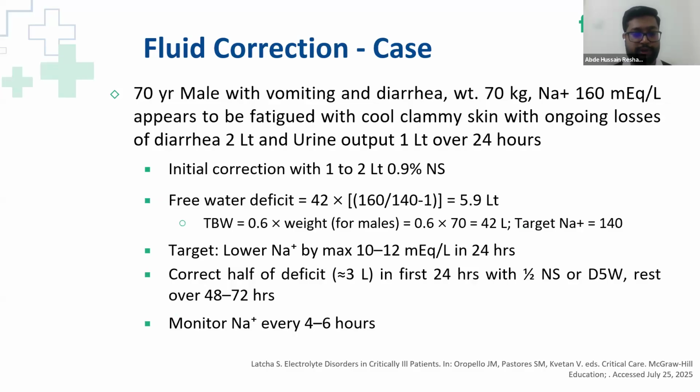Here we have one fluid correction case to understand how we can go about it. A 70-year-old male with vomiting and diarrhea, weighing 70 kgs. The serum sodium level is 160 mEq per liter, again a severe one. He appears fatigued with cool, clammy skin, with ongoing diarrheal losses of 2 liters and a urine output of 1 liter over 24 hours. So this is a case of hypovolemic hypernatremia, and the patient appears to be in shock.